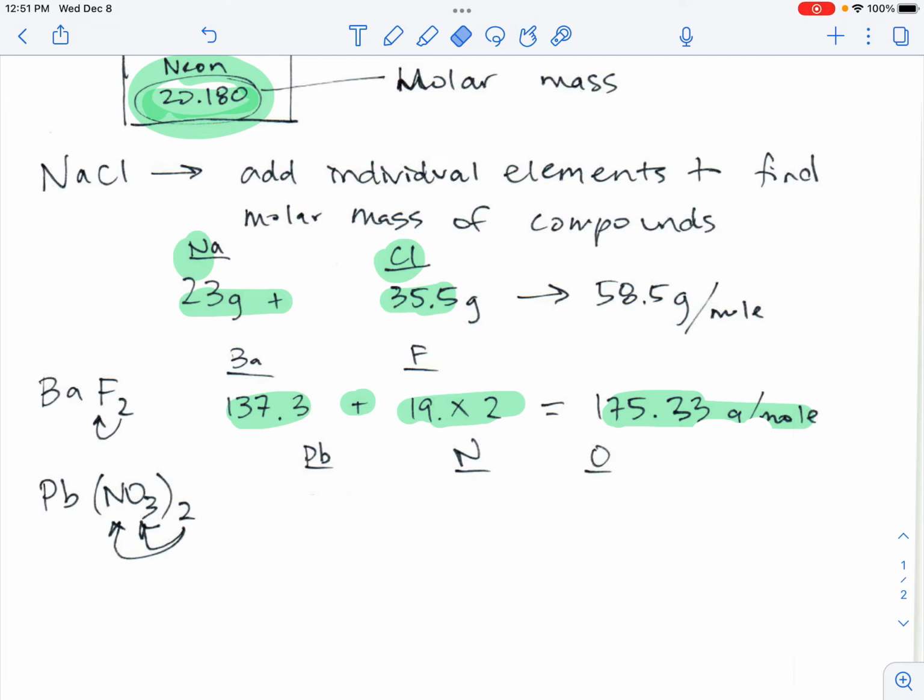So if you wanted to calculate the molar mass of lead nitrate, right there, you would add up 1 lead, which is 207, nitrogen, 2 times 14, because there's 2 of them, and then oxygen is 6 times 16 again, because the 2 times 3 gets you to 6. So the molar mass of lead nitrate is 331 grams per mole.